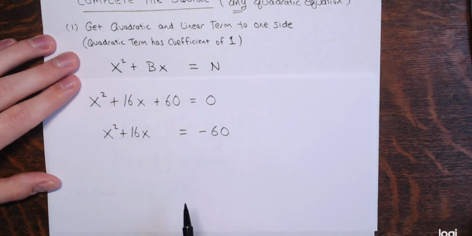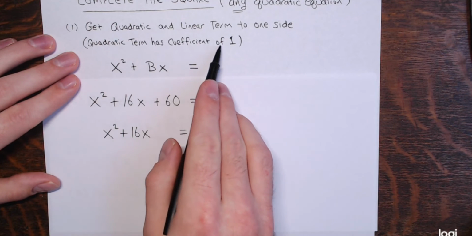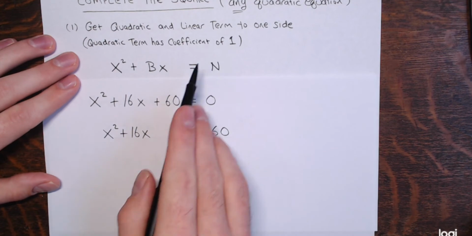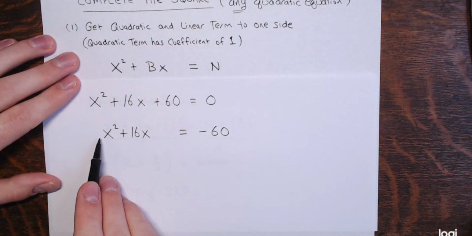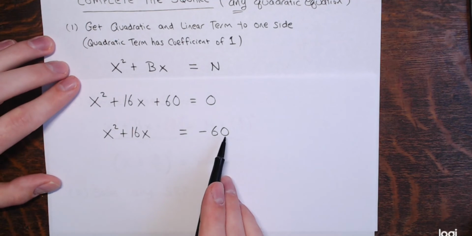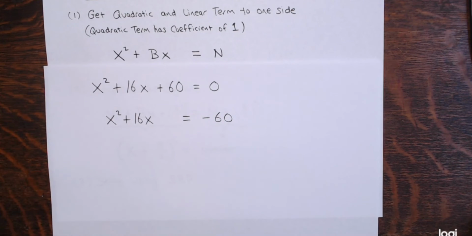And make sure the quadratic term has a coefficient of 1, which this one does already. Right, so quadratic term, linear term on their own side. Quadratic term has a coefficient of 1, constants, numbers on the other. All right, now comes the complete the square part.